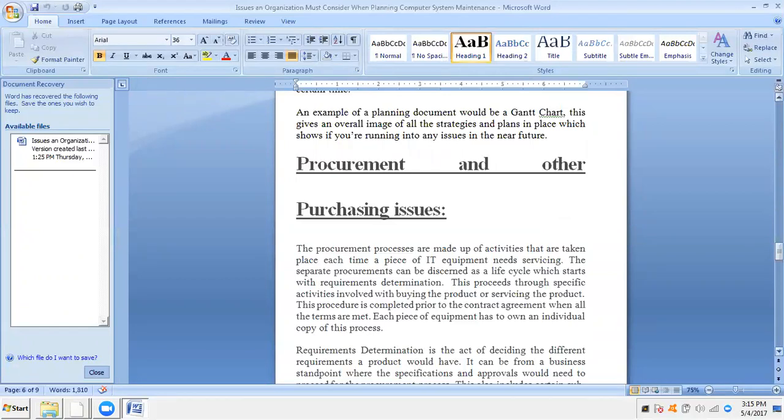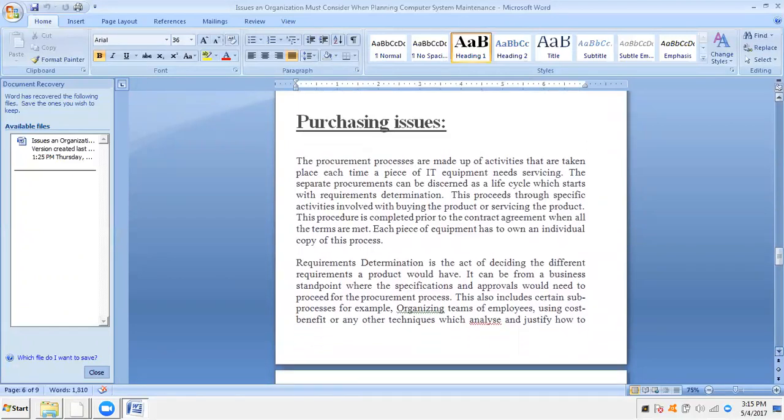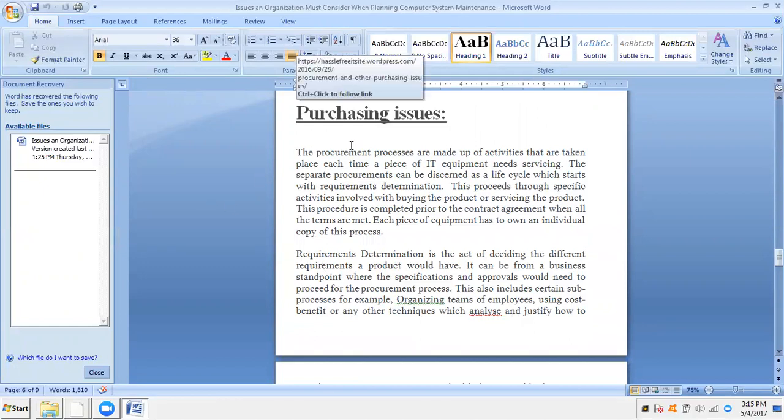Procurement and purchasing issues. Procurement processes are made up of activities that take place each time a piece of IT equipment needs servicing.